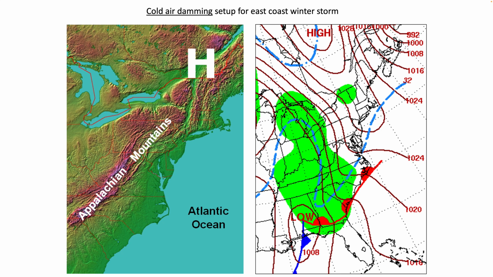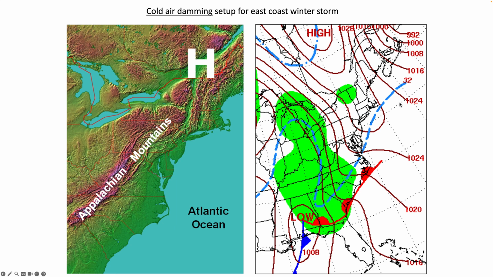So here's an example of a cold air damming setup, and we have high pressure over Quebec, and the clockwise and outward directed circulation of the high pressure basically is pushing cold air against the mountains, against the Appalachians, which then basically dams the cold air, which then flows to the south along the east spine of the mountains. And this dashed blue line is the 32-degree isotherm.